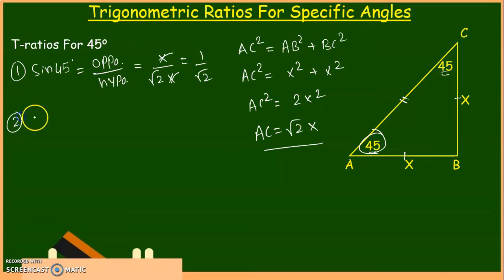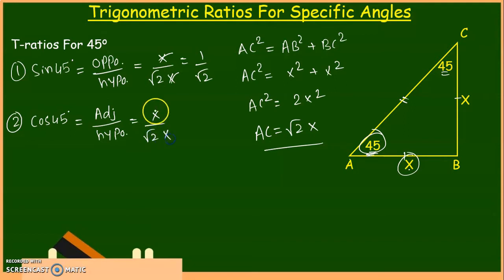In the same way, if you want to find out the value of cos 45, cos 45 is the ratio of the adjacent side and the hypotenuse. For this 45 degree angle, x is the adjacent side and root 2 x is the hypotenuse. So x is cancelled out, and we get the value of cos 45 is also equal to 1 by root 2. In trigonometric ratios, if you know the values of sine and cos, then you can easily find out the values of the other trigonometric ratios.